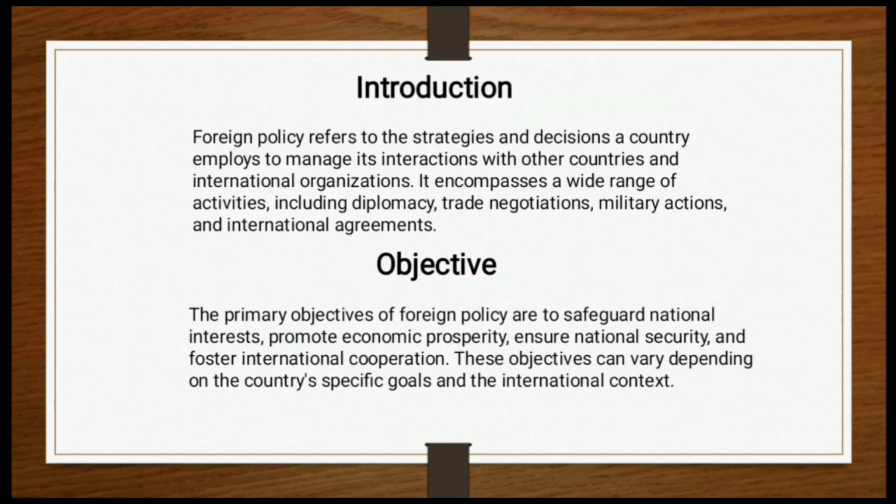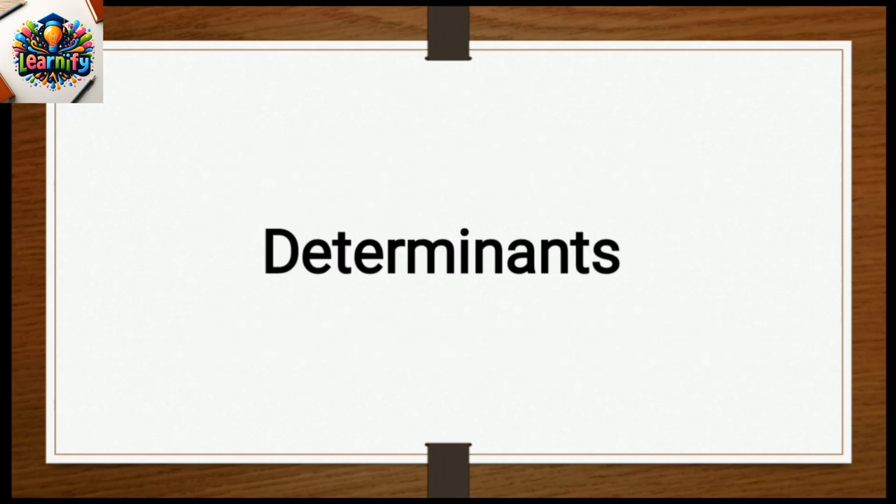Introduction. Foreign policy refers to the strategies and decisions a country employs to manage its interaction with other countries and international organizations. It encompasses a wide range of activities including diplomacy, trade, negotiation, military actions, and international agreements. Objective. The primary objectives of foreign policy are to safeguard national interest, promote economic prosperity, ensure national security, and foster international cooperation. These objectives can vary depending on the country's specific goals and international contexts.